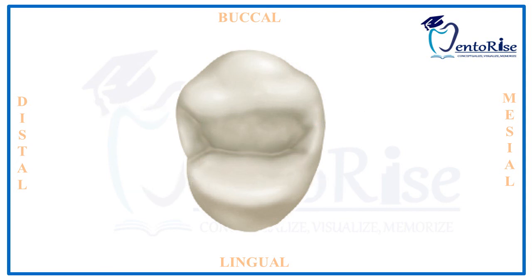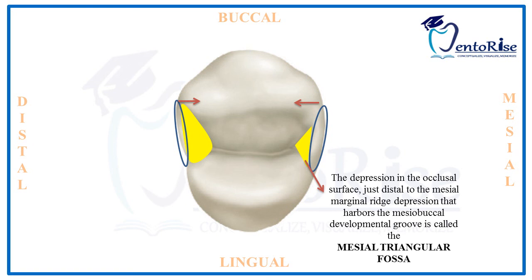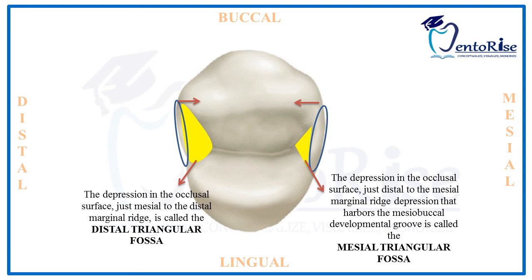After the ridges, grooves and the pits, let's discuss the triangular fossas. If we move our explorer distal to the mesial marginal ridge and mesial to the distal marginal ridge, we would observe a triangular depression. This triangular depression present distal to the mesial marginal ridge is called the mesial triangular fossa and it harbors the mesiobuccal developmental groove. The triangular depression which is present mesial to the distal marginal ridge is called the distal triangular fossa. They are marked in the figure with the help of yellow triangles.